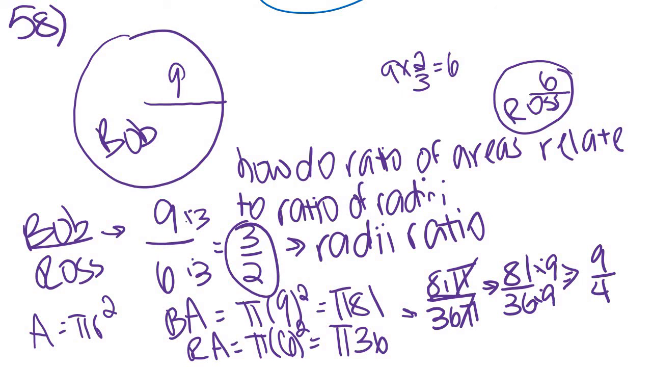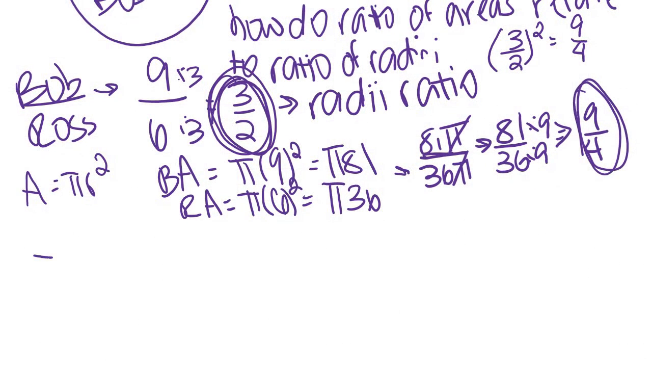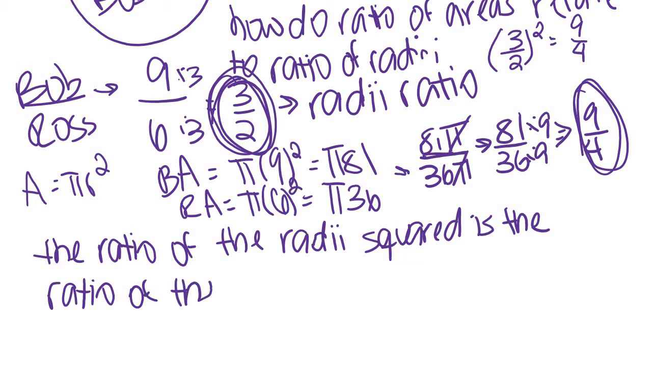Now remember what we talked about. Length is feet, area is feet squared, and volume is feet cubed. So if you look at the ratio of the radii, 3 over 2, and you look at the ratio of the area, 9 over 4, we can see that 3 over 2 squared is equal to 9 over 4. So what do we write? We write the ratio of the radii squared is the ratio of the areas. And that's it. And that wraps up 1.9.